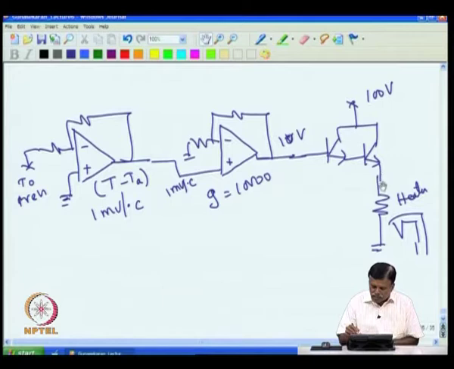that will give you 8 volt at this point. 8.8 volt will be applied to the heater. We always have to lose this 1.2 volt.